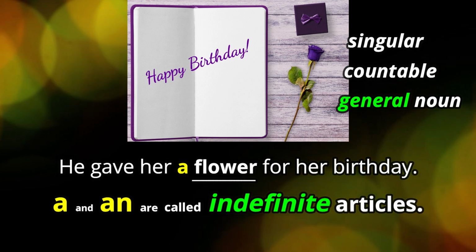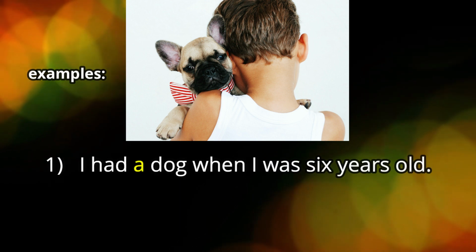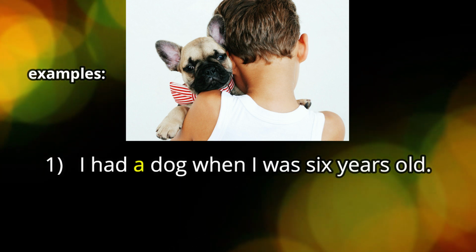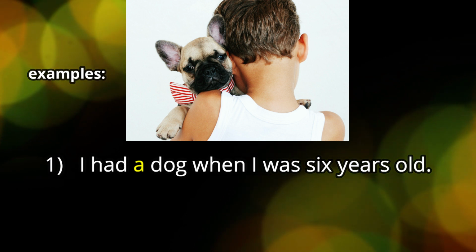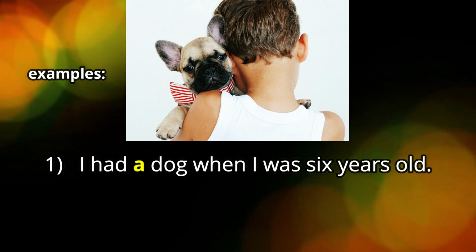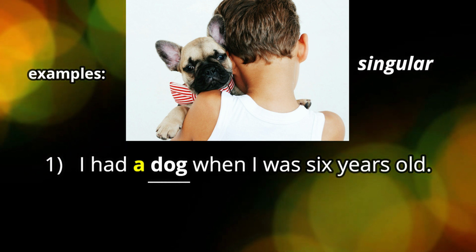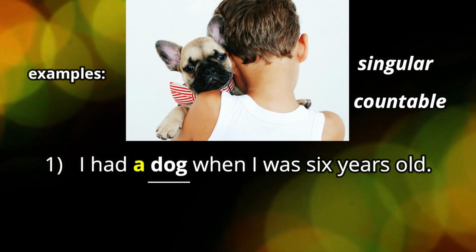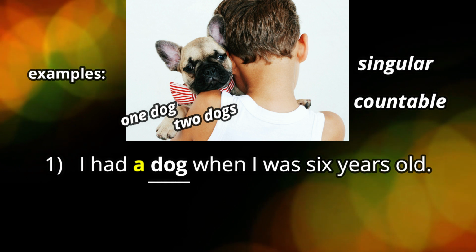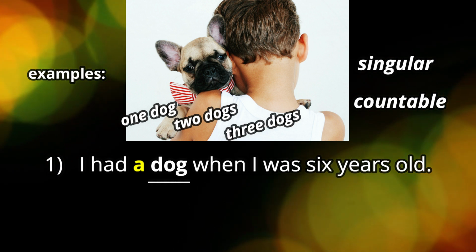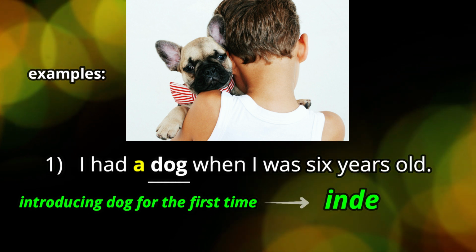Let's look at two more examples and we'll talk about them. So in number 1, I had a dog when I was 6 years old. We use a here, and it's before the noun dog. Dog is singular, it's countable. We can count dogs, right? 1 dog, 2 dogs, 3 dogs. And since we are introducing dog for the first time, it's indefinite.